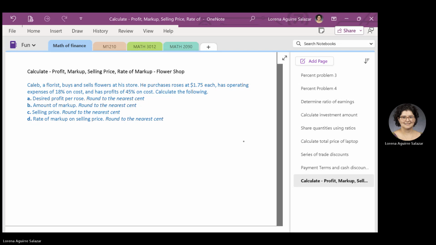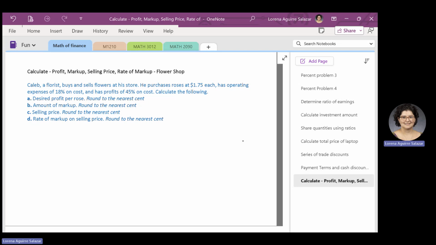Calculate the following. First, the desired profit per rose. Second, the amount of markup. Third, the selling price. And fourth, the rate of markup on selling price. We need to round answers to the nearest cent. The problem we're presented with contains various variables. We have the cost, markup, price, operating expenses, net profit, and the rate of markup on selling price.